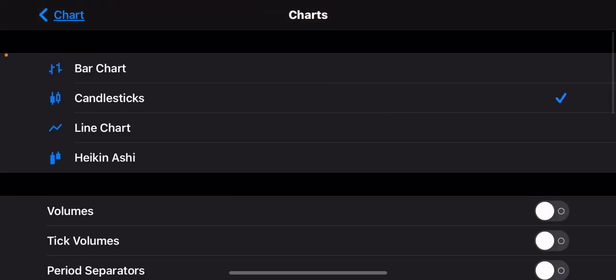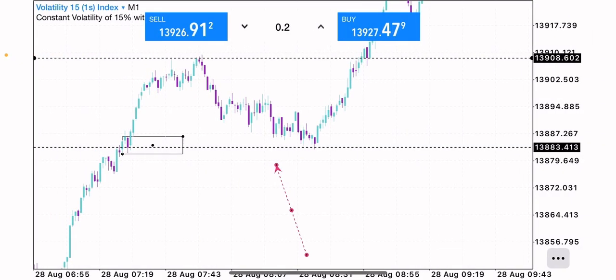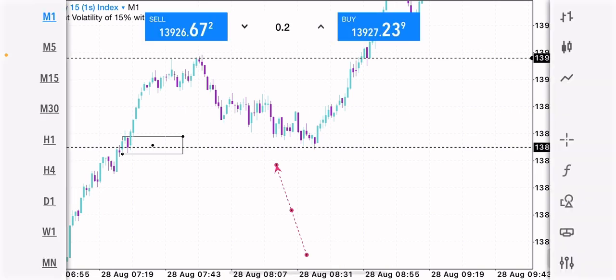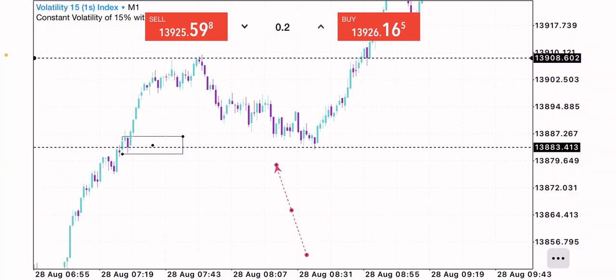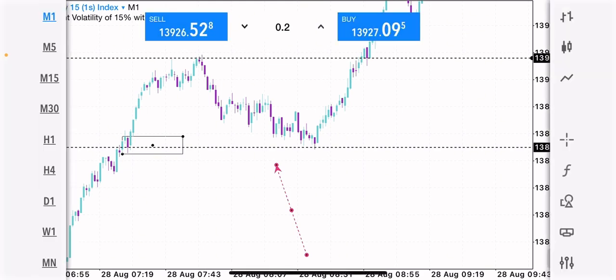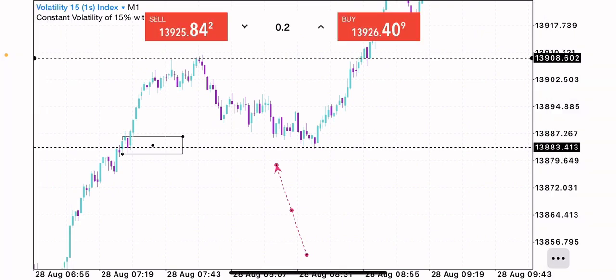Yeah, I don't think it's going to let me. Okay, so I can't do it with the screen rotated, with the screen turned this way. I wanted to show y'all how much floating loss the trade was in, possibly.